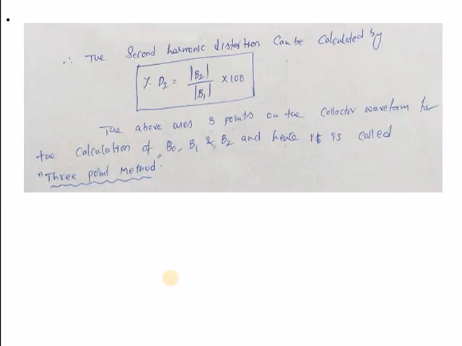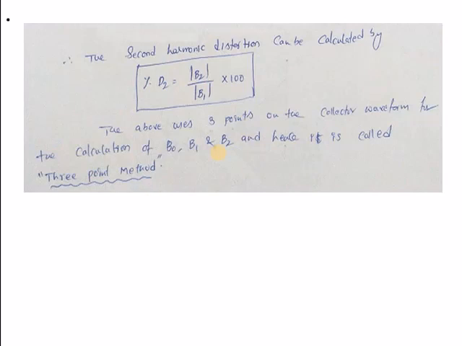The second harmonic distortion can be calculated as follows. The distortion of the second harmonic component in percentage, D2 percentage, is equal to B2, the amplitude of the second harmonic, divided by the fundamental frequency amplitude B1, into 100. In the above derivation, we used 3 points on the collector current waveform to calculate B0, B1 and B2 values. Hence, this method is called the 3-point method.